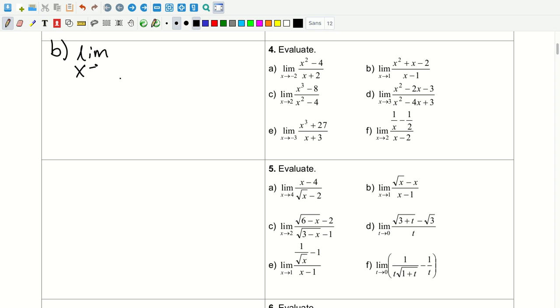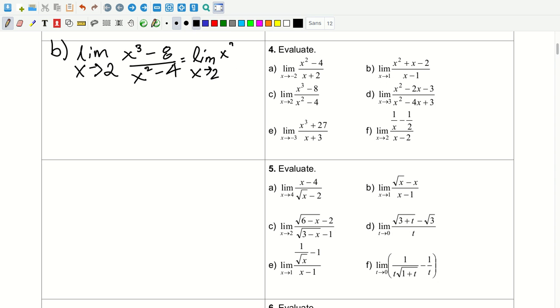Let's see, what do we have for part C? This is a little different, obviously, but you've got a cube in the top, degree 3. You've got a difference of squares. So the top will look like a difference of cubes. And the reason I say that is because 2 cubed is 8, right?